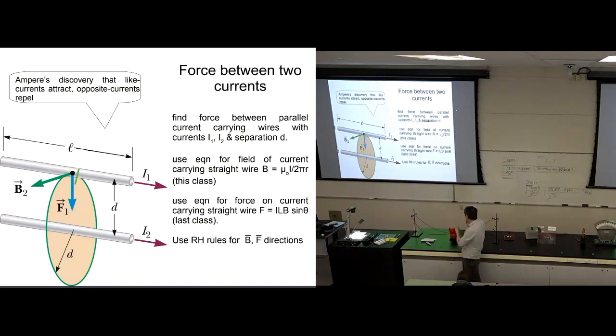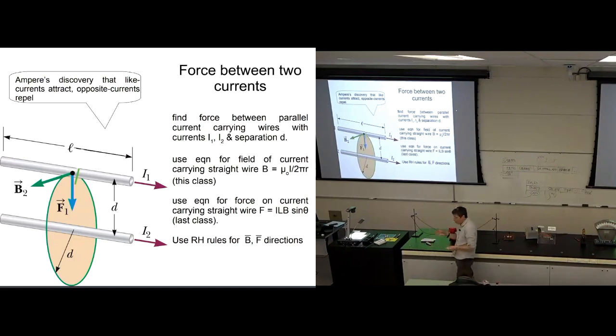We're going to combine that equation with the equation for the magnetic force on a straight wire in a magnetic field. It was this equation here that we met in the last class. Last class was all about one equation basically. It was ILB sine theta, or we also used it as QVB sine theta. We're going to use that equation with a new equation from this class, which is the equation for the magnetic field of a current carrying straight wire.